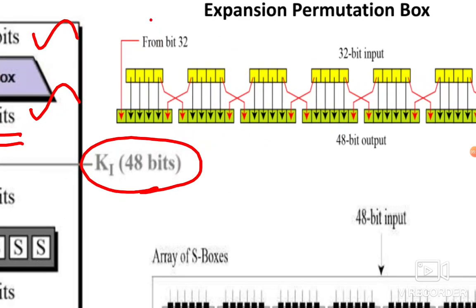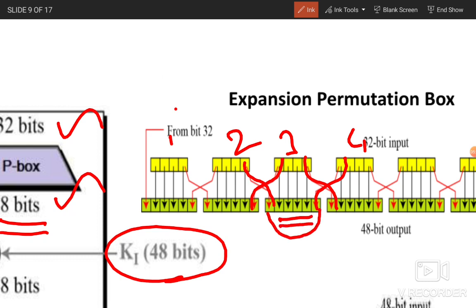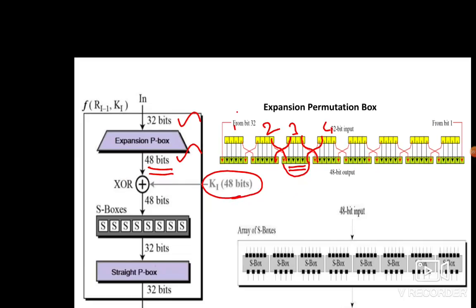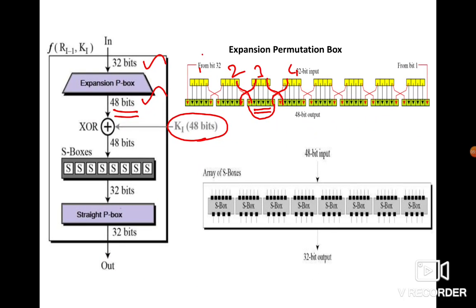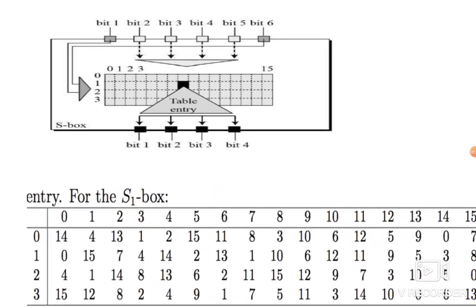So how the bits are expanded is shown in the figure. We have 8 boxes and each box consists of 4 bits, and the expansion takes place like this. Now 2 more bits are added along with the original 4 bits. So this is how expansion takes place. For the expansion permutation we have a separate table, and then we move to the substitution box.